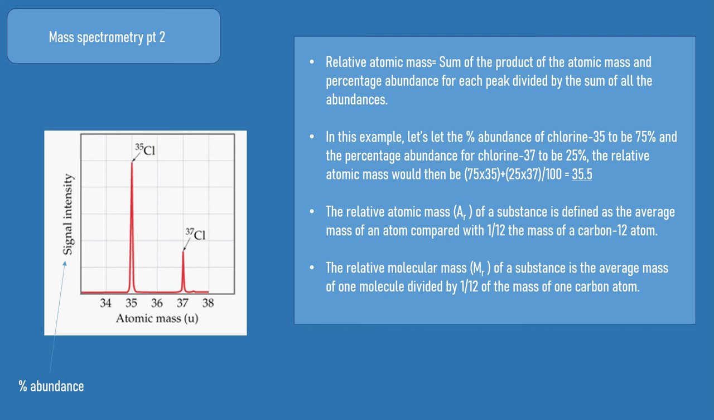When we talk about the relative atomic mass of a substance, the relative atomic mass is the average mass of an atom compared with 1/12 of the mass of one carbon-12 atom. The reason why we use carbon instead of any other element is because the mass of carbon-12 is exactly 12. This is the same with the relative molecular mass, where we use molecules instead of elements.